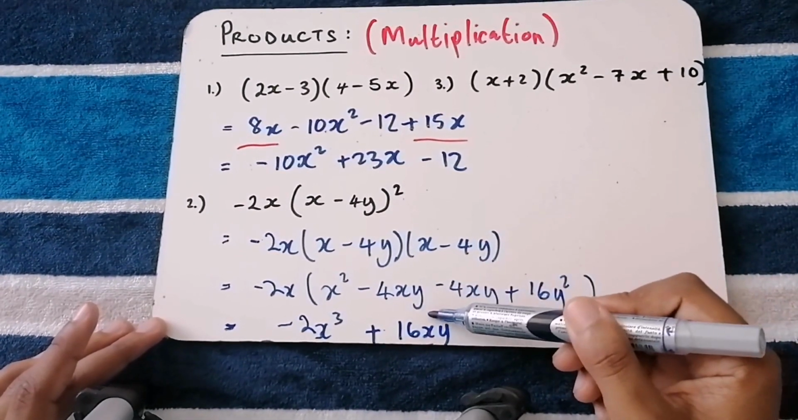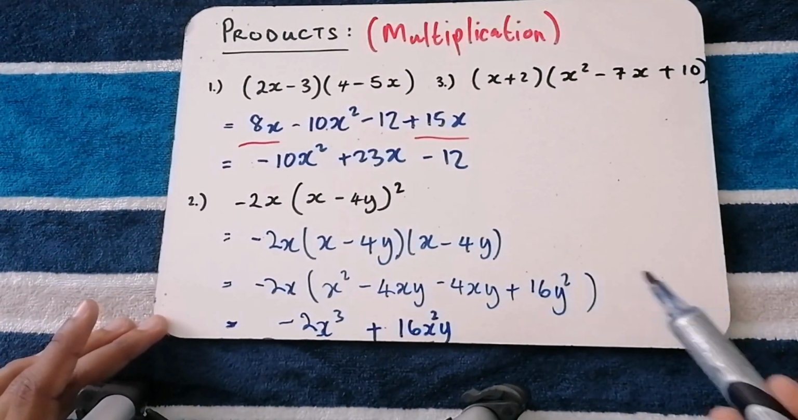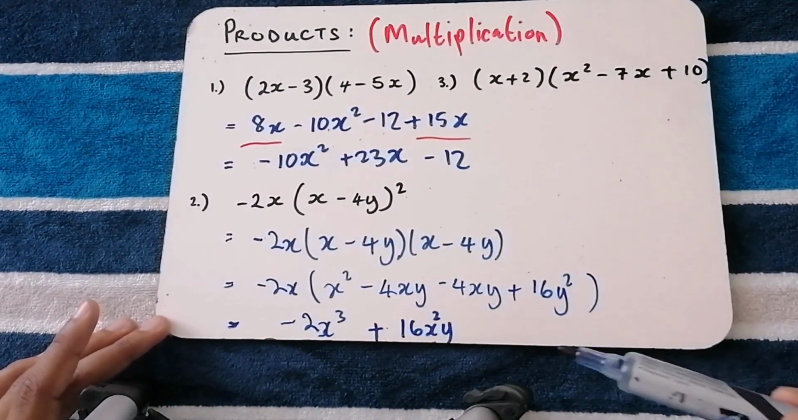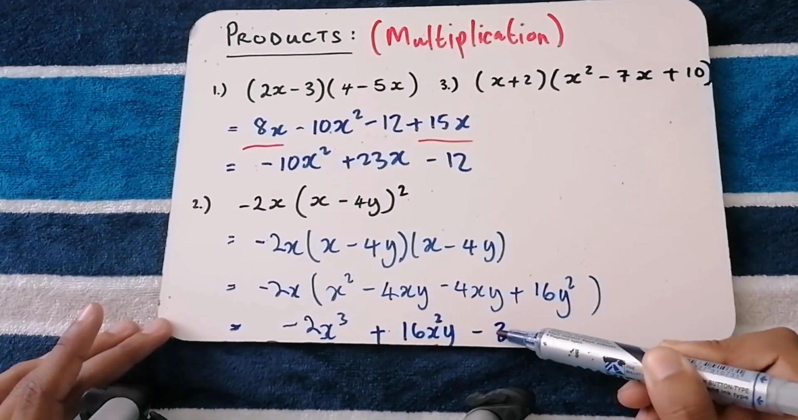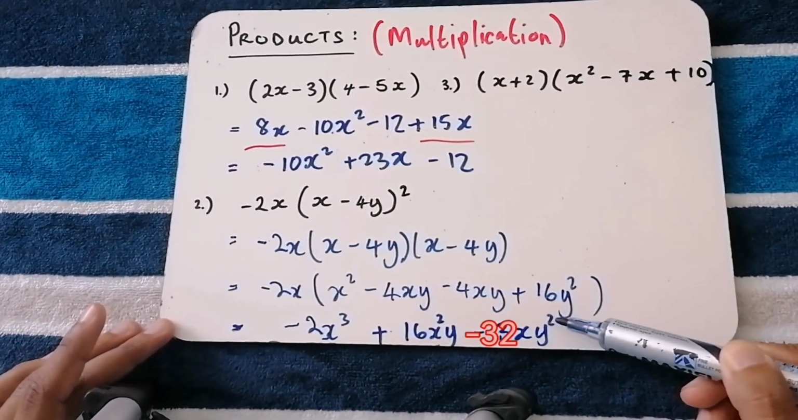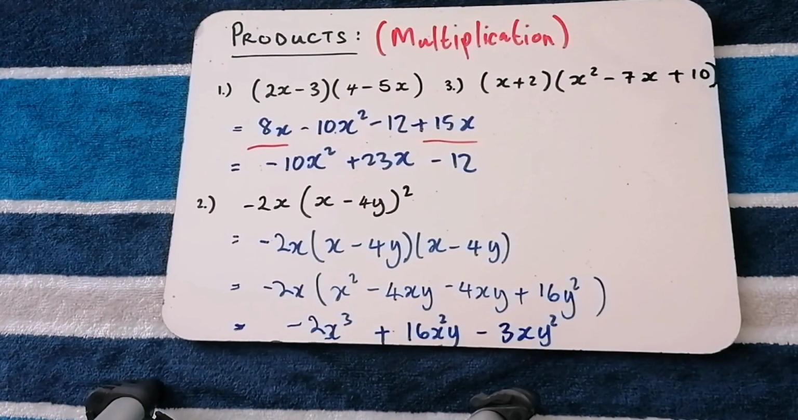In fact, the x should be squared now. And then the negative 2x times the 16y squared, that should give us negative 32xy squared. And there you go.